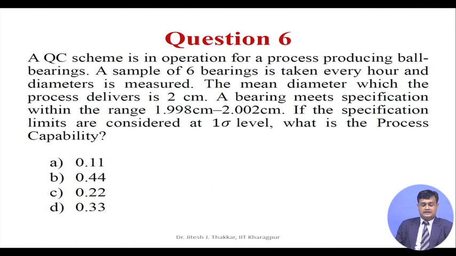Question 6, a QC scheme is in operation for a process producing ball bearings. A sample of 6 bearings is taken every hour and diameters is measured. The mean diameter which the process delivers is 2 cm. A bearing meets specification within the range 1.998 cm to 2.002 cm. If the specification limits are considered at 1 sigma level, what is the process capability? A, 0.11, B, 0.44, C, 0.22 and D, 0.33.